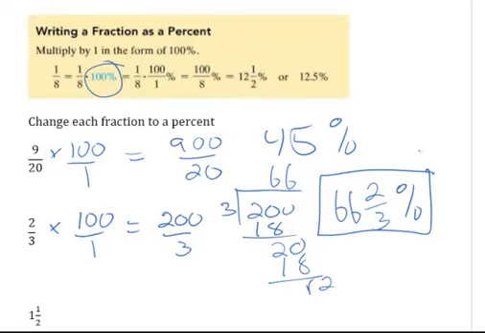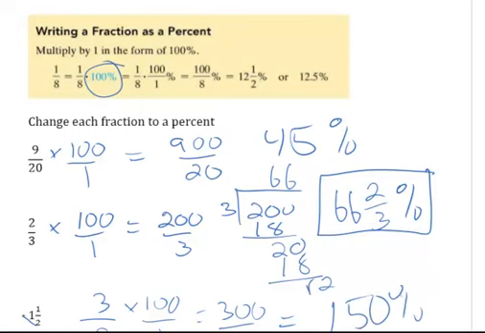For the next one that I have here, 1.5, my first step is to change that to an improper fraction. So 2 times 1 is 2, plus 1 more is 3. 3 over 2 times 100 over 1 is going to give me 300 over 2. That's going to leave me with 150%.